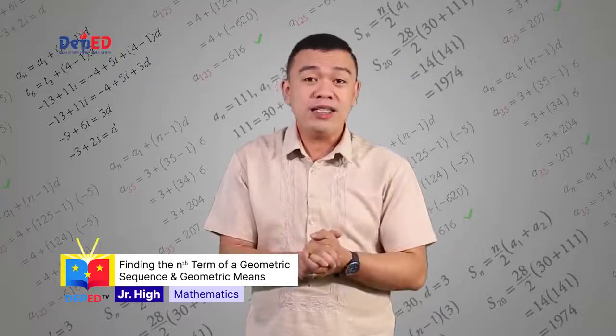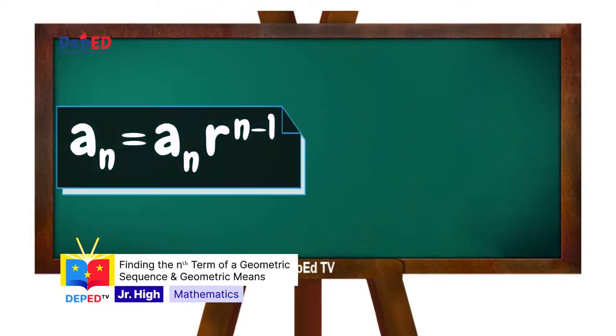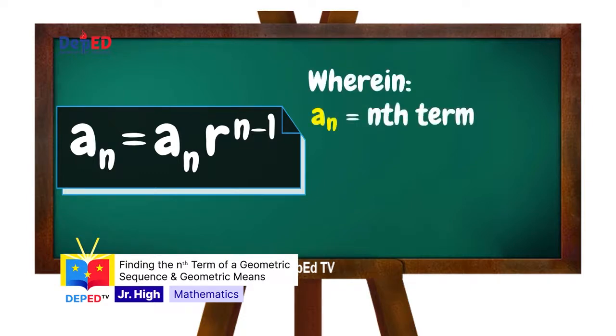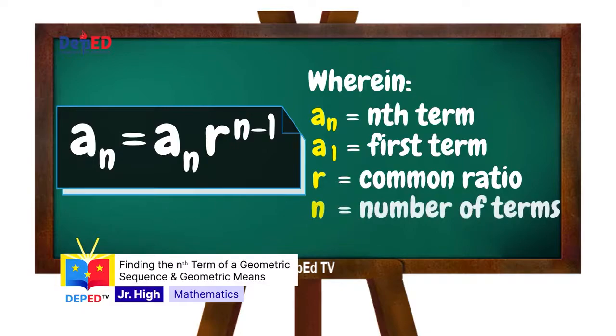The formula in finding the nth term of a geometric sequence is a sub n is equal to a sub 1 times r raised to n minus 1. Again, the formula is a sub n equals a sub 1 times r raised to n minus 1, wherein a sub n is the nth term, a sub 1 is the first term, r is the common ratio, and n is the number of terms.